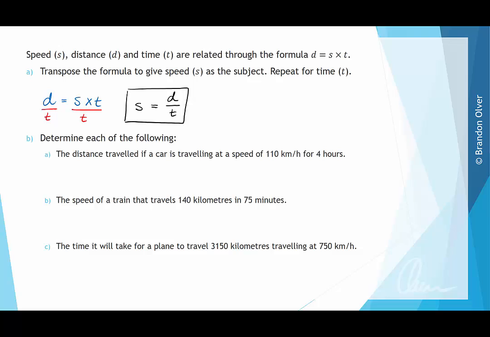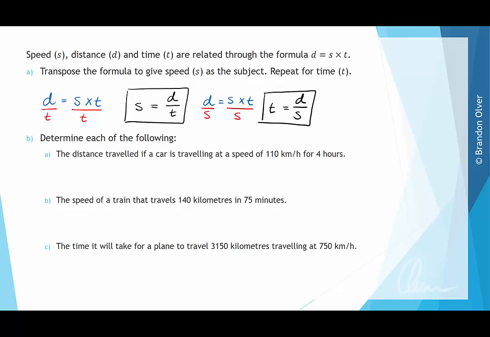If we repeat that process, we start with distance is equal to speed times time. This time we'll divide both sides by s, or speed, to get t by itself. And that will give us time is equal to distance divided by speed. For part B, we want to determine each of the following.